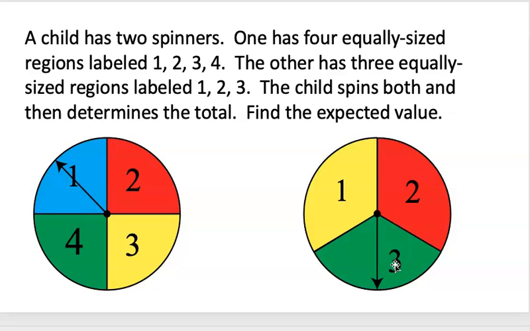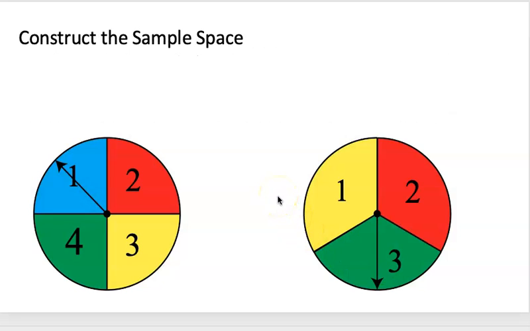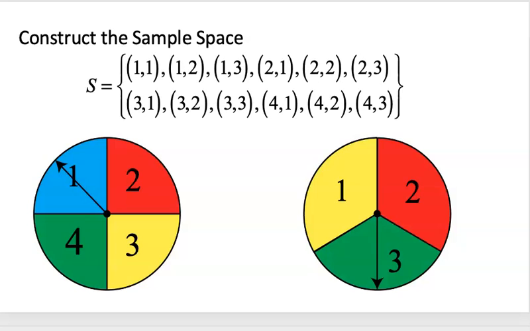But that is not the sample space. Remember, the sample space has to be all equally likely outcomes. What I need to do instead is think 1 with 1, 1 with 2, 1 with 3. 2 with 1, 2 with 2, 2 with 3. 3 with 1, 3 with 2, 3 with 3. 4 with 1, 4 with 2, 4 with 3. That would be my sample space. So my sample space consists of those 12 outcomes.